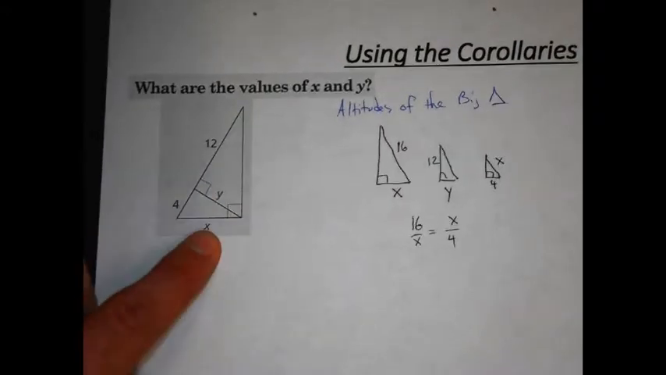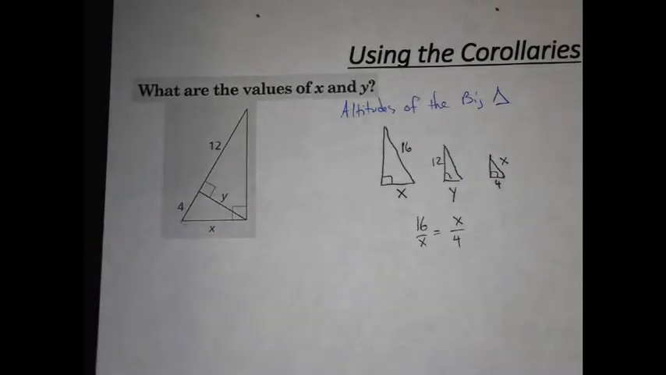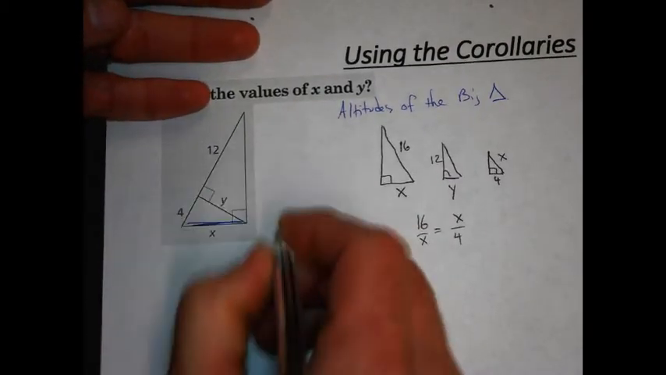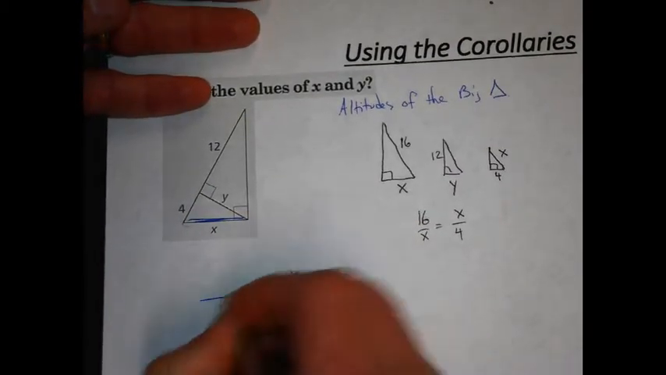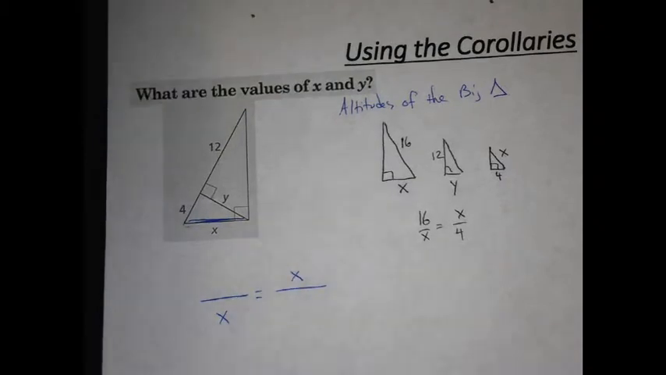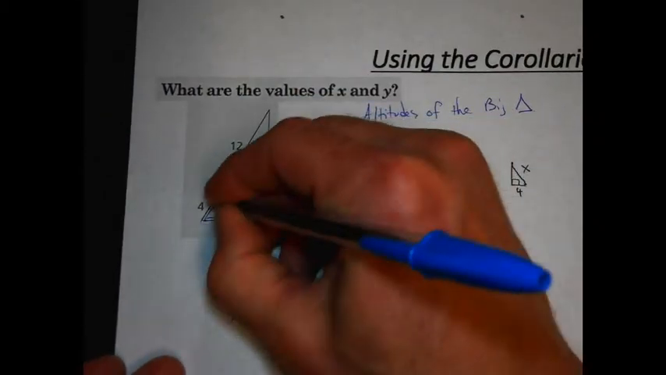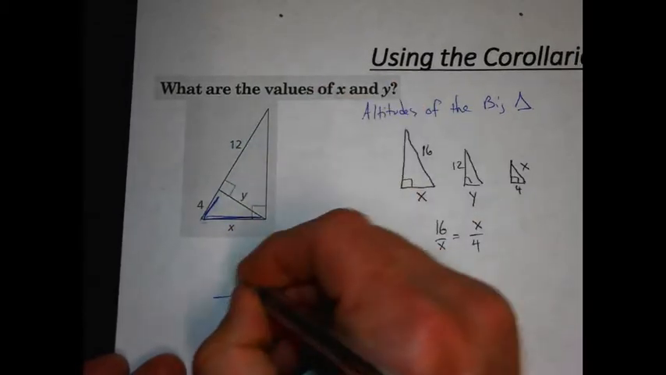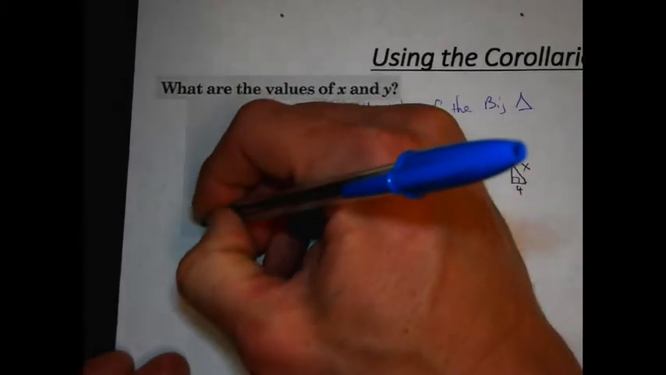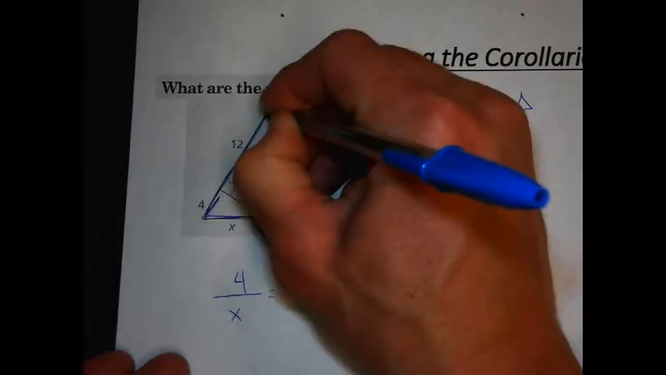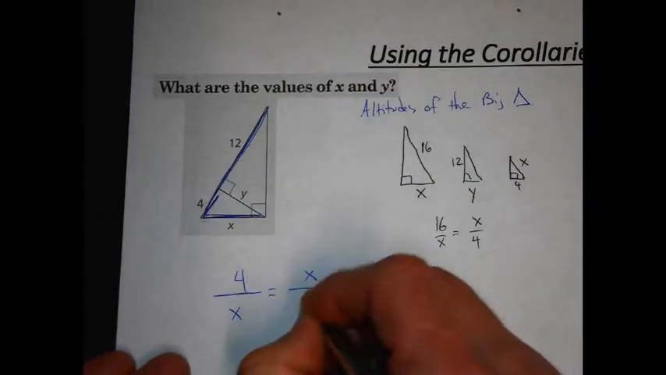x is an altitude, right? How do we find the geometric mean of an altitude? Well, the altitude is the geometric mean, so we know that x is going to be here. And what can x touch? x can touch 4 and 12. So x can touch 4, and x can touch 4 and 12.